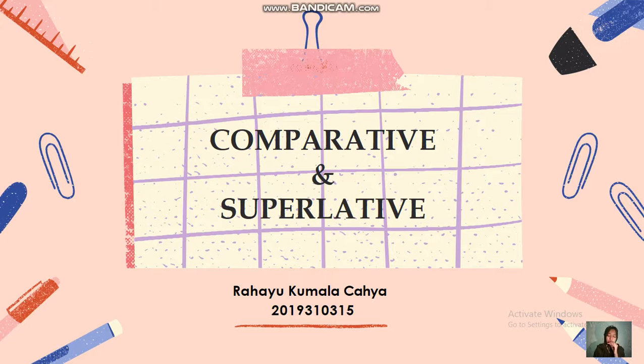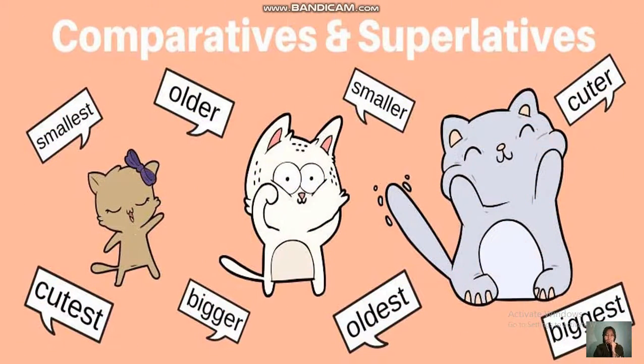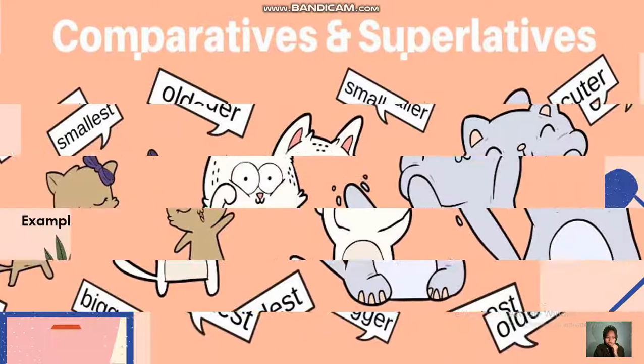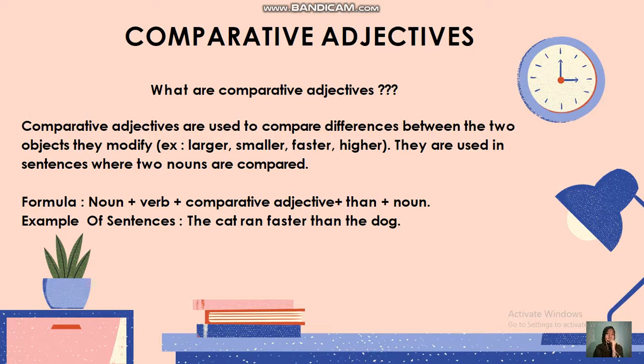Here I will explain what is comparative and superlative, and I will also tell you how to make comparative and superlative sentences. Okay, let's start. So the explanation: comparative and superlative. This is a comparative adjective.